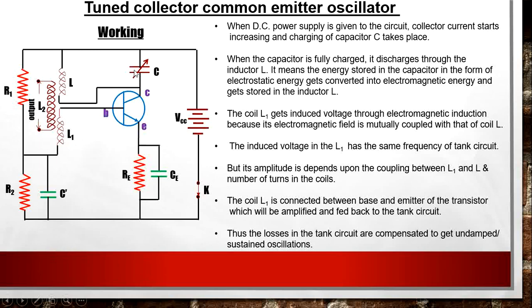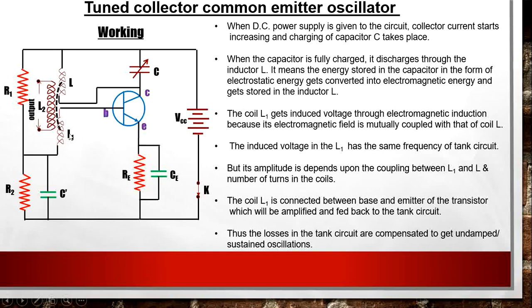take place. It means the energy stored in the capacitor C in the form of electrostatic energy gets converted into electromagnetic energy, and that will be stored in the inductor L. Now we know that the coil L1 is coupled with coil L in such a way that a mutual induced EMF will be generated across this coil L1, and the induced EMF across this coil L1 has the same frequency as that of this tank circuit, but the amplitude depends upon the coupling between coil L and L1, and also on the number of turns in coil L and L1.